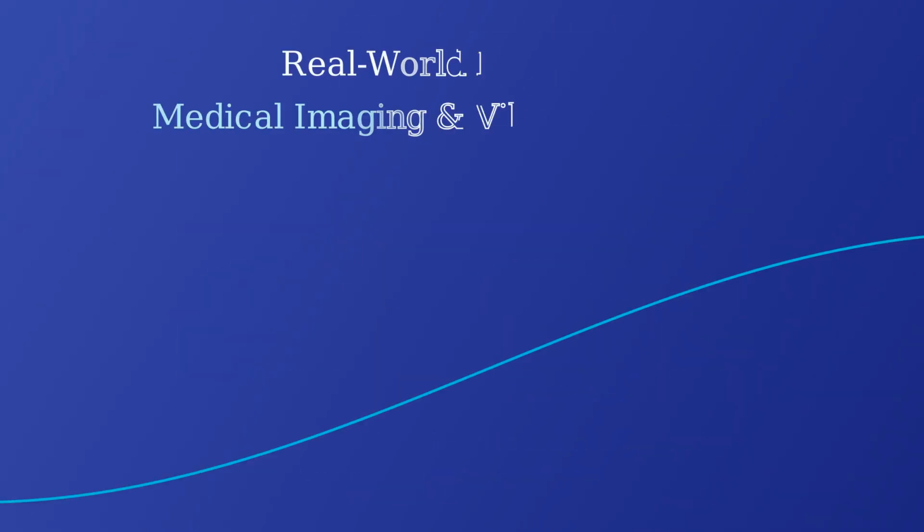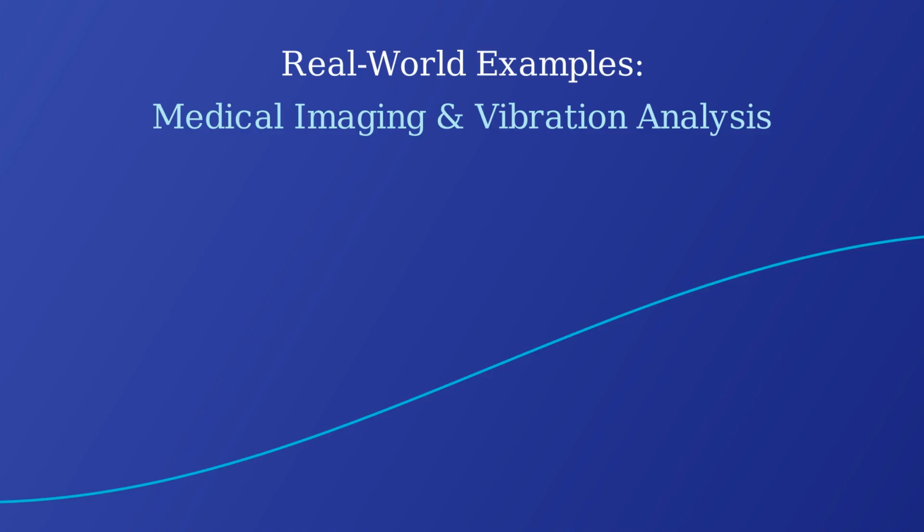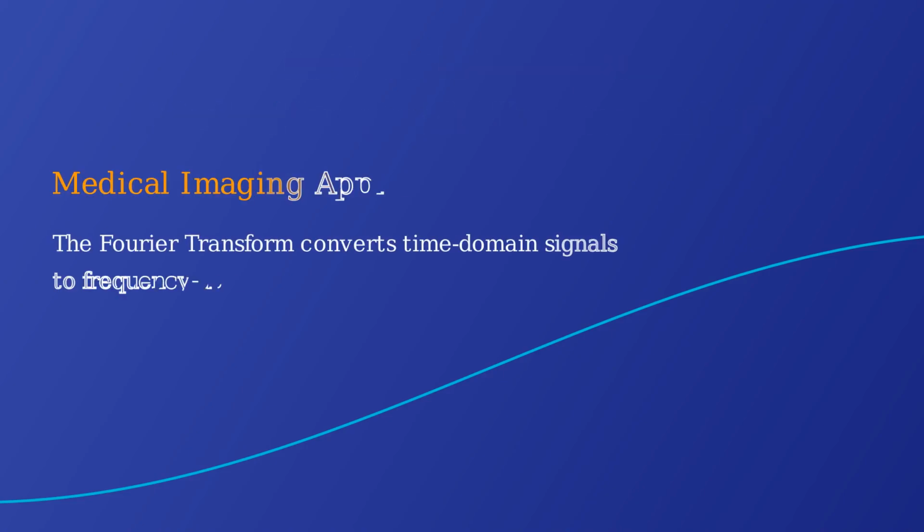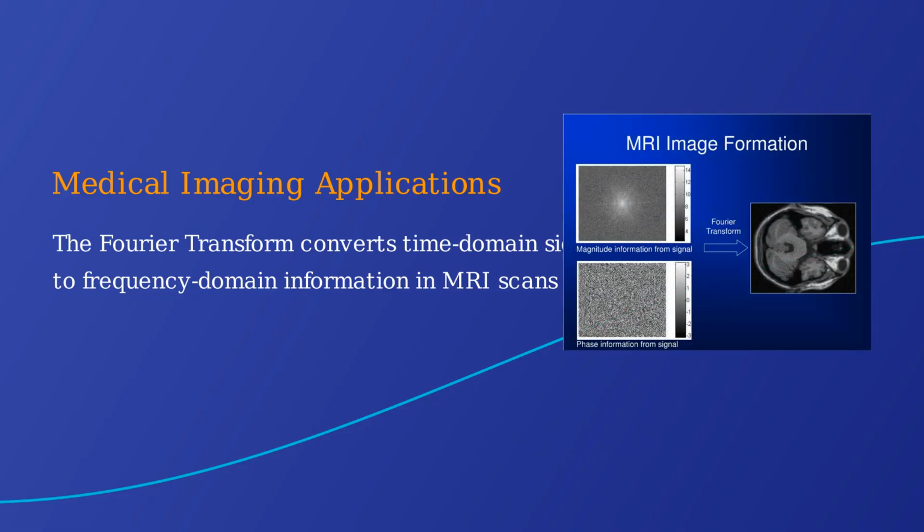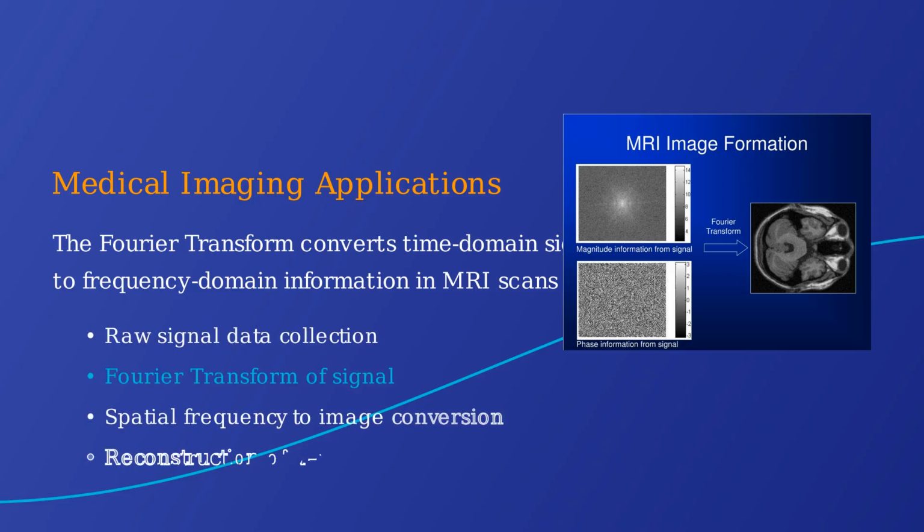The Fourier transform has enabled remarkable advances in medical imaging and vibration analysis. In medical imaging, particularly MRI technology, the Fourier transform converts the radiofrequency signals emitted by hydrogen atoms into detailed anatomical images. The process involves collecting raw signal data, applying the Fourier transform to convert time domain signals to frequency domain information, and reconstructing detailed images of internal structures.